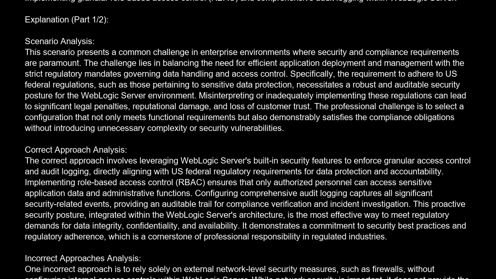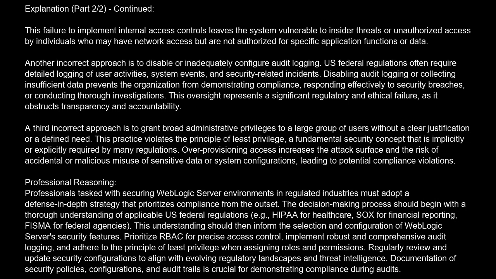Incorrect approaches analysis. One incorrect approach is to rely solely on external network-level security measures, such as firewalls, without configuring internal access controls within WebLogic Server. While network security is important, it does not provide the granular control required by regulations that mandate specific user permissions and data access restrictions within the application server itself. This failure to implement internal access controls leaves the system vulnerable to insider threats or unauthorized access by individuals who may have network access, but are not authorized for specific application functions or data.